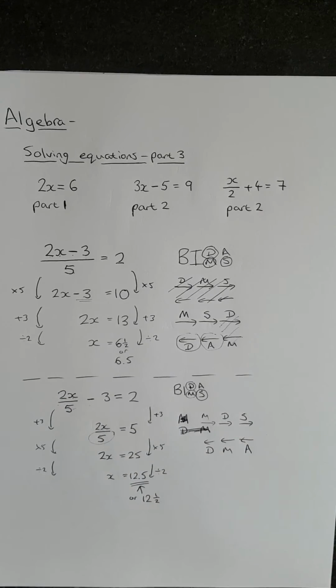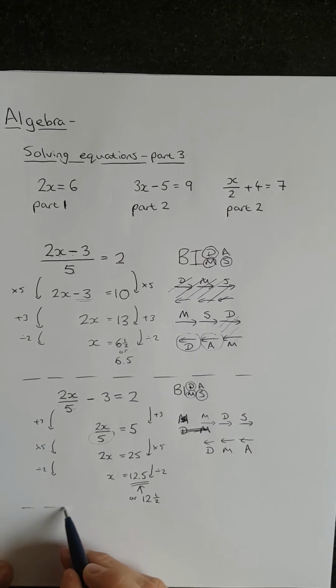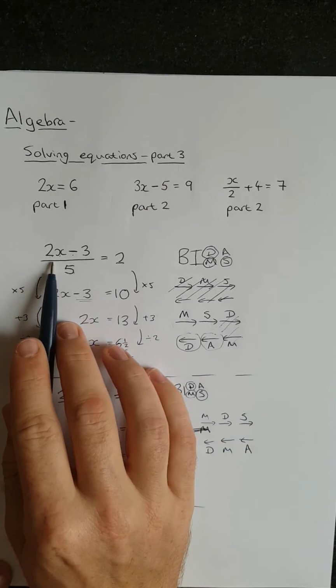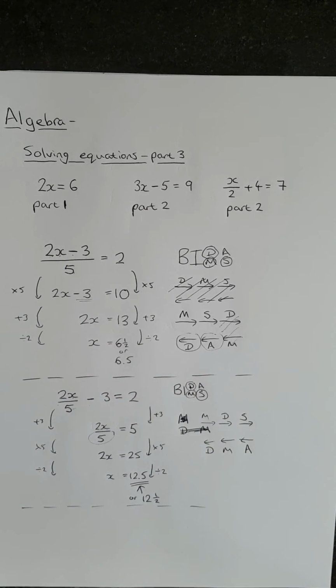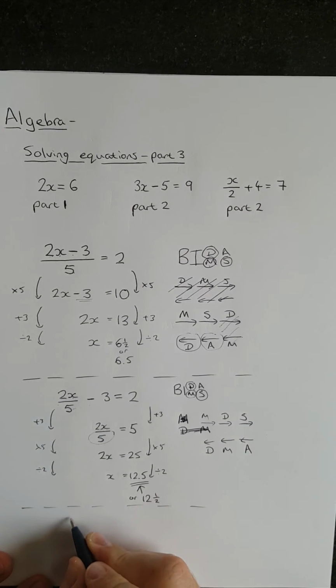Writing your BIDMAS down is good, but you need to look out for if everything is divided by something or everything is multiplied by something. That will change the order of operations. When I say everything is divided by something, you've seen that here. If I say everything is multiplied by something, and that changes the order, I mean the following.